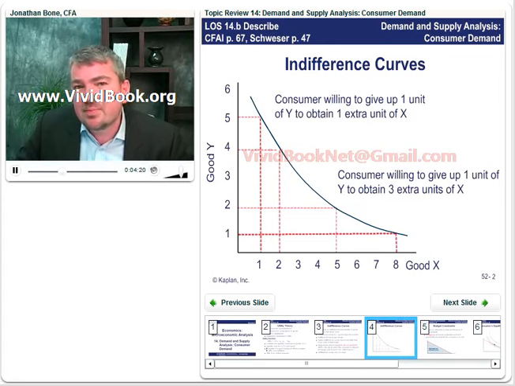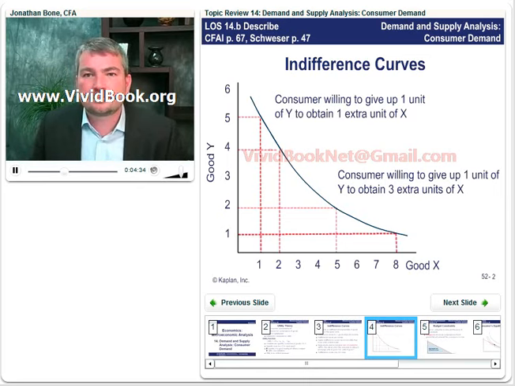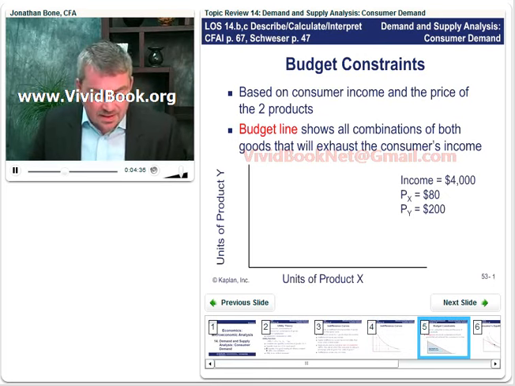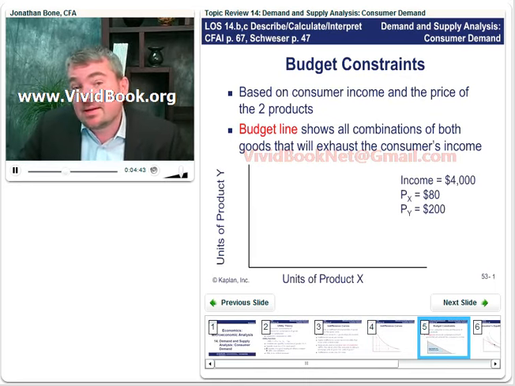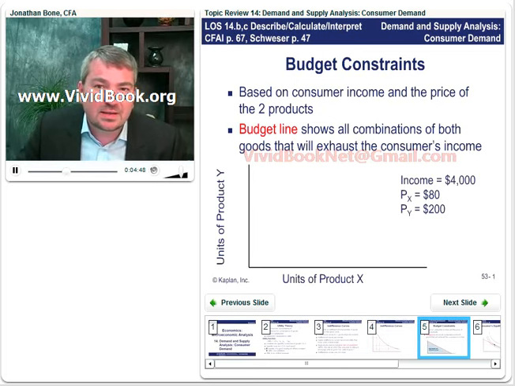Notice at the second point, the consumer would be willing to give up 1 unit of Y to obtain a further 3 units of X. Or if you like, they would be willing to sacrifice 3 units of X to obtain 1 unit of Y. Okay, our next LOS is calculate and interpret budget constraints. So what we're going to do is look at a very simple idea, because you can only sketch it really for very simple ideas where there are only 2 products. Once you've got more than 2 products, then your diagram's no longer 2-dimensional.